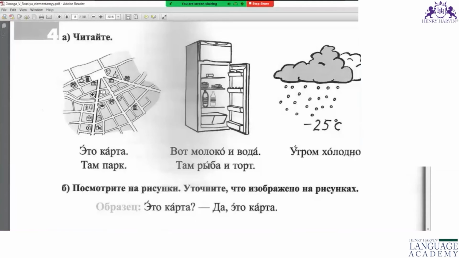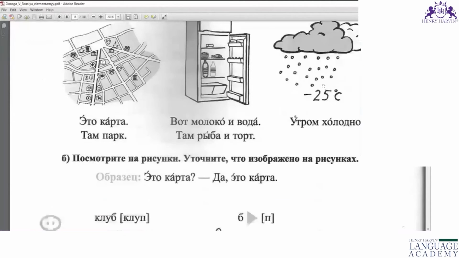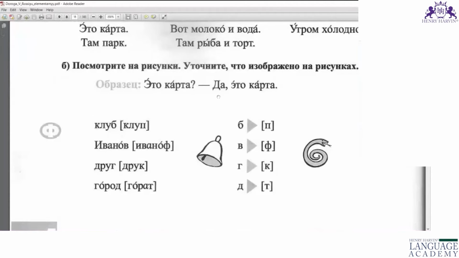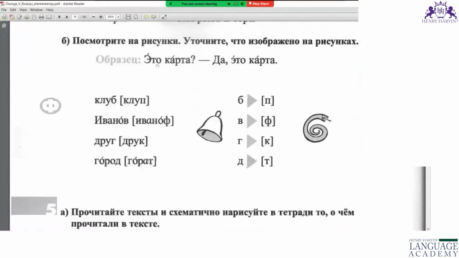Next one, Padma Priya. Утром холодно. It's cold in the morning. It is usually like this in Russia because we have a difference between daytime and nighttime temperature. In India, we do not feel it much because it is hot 24 hours. But in Russia, it feels pretty cold early in the morning and late at night. So утром холодно, even in summer. Okay, это карта? Да, это карта.